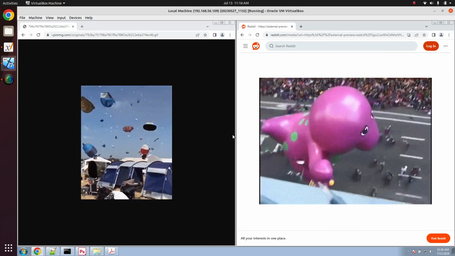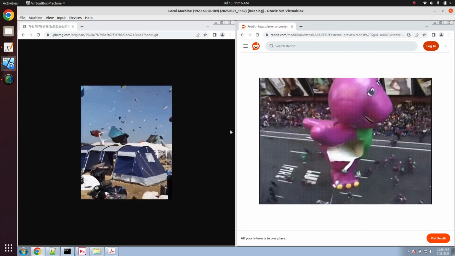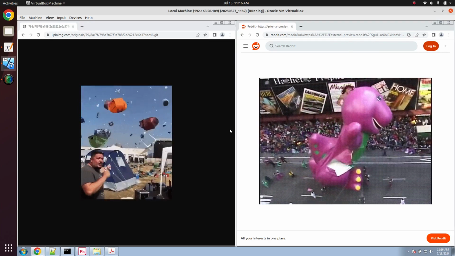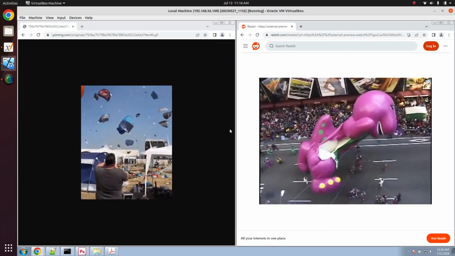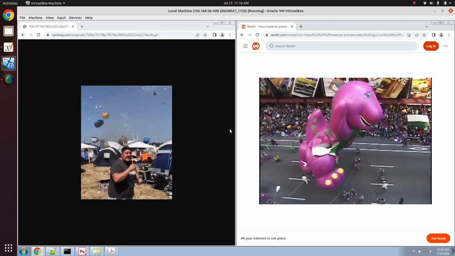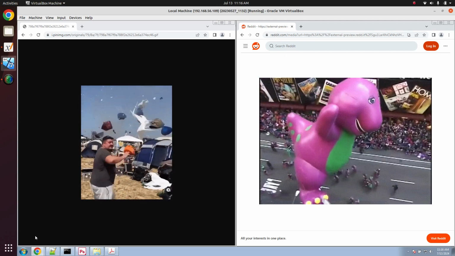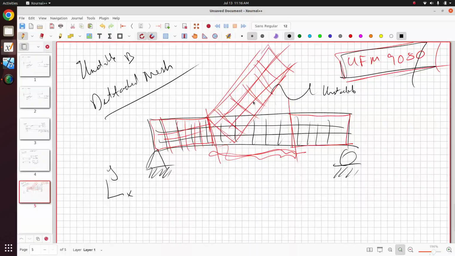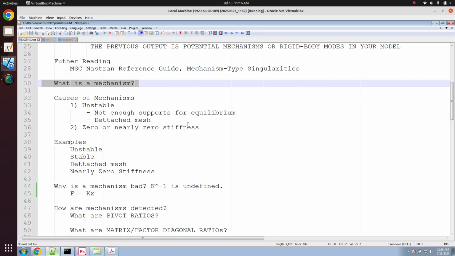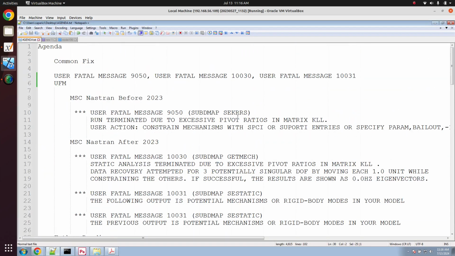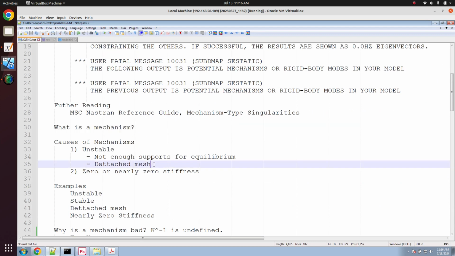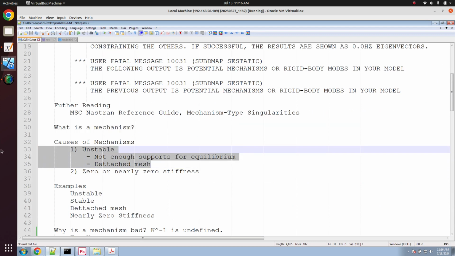Now, what I did before this presentation is I looked up these two animations just to show you and just to emphasize how important it is to support your structure. If you don't support your structure, it's not going to be in equilibrium. If it's not going to be in equilibrium, you're going to get that user fatal message 9050 and 10,030 and 10,031. So if you have an unstable mesh, you get those user fatal messages.